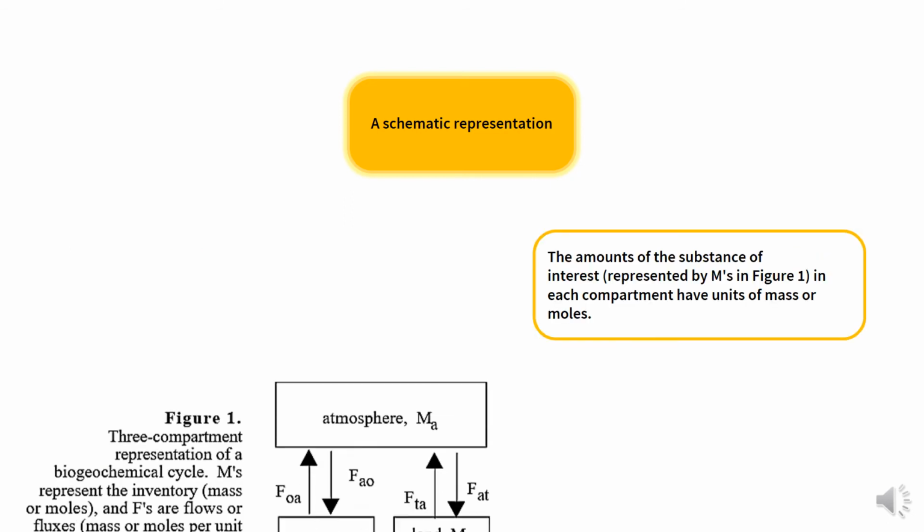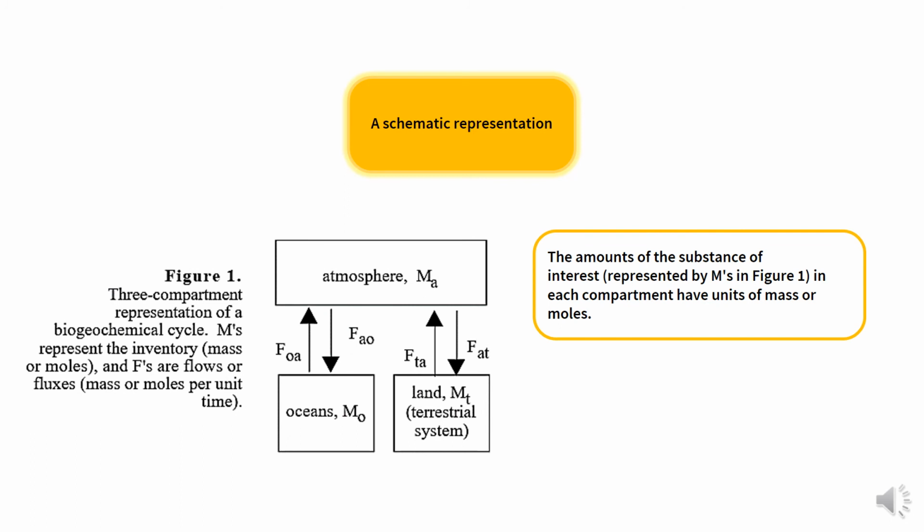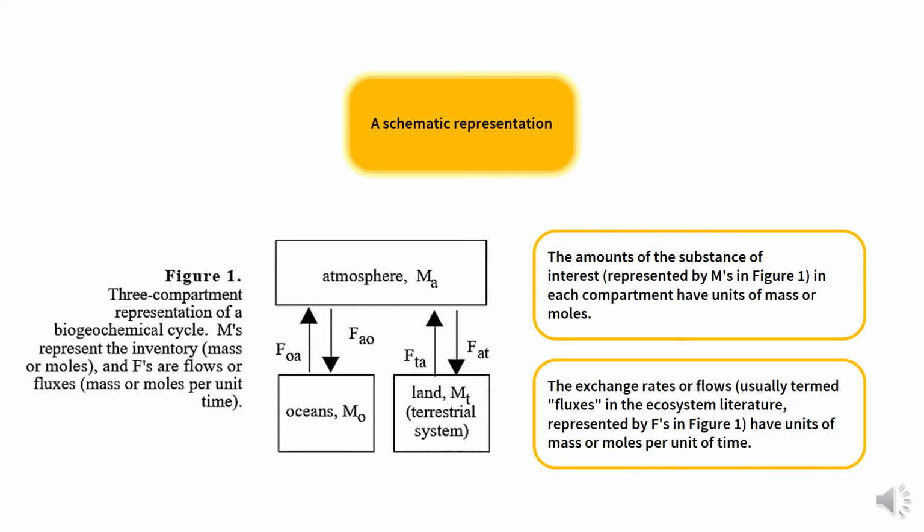In Figure 1, a 3-compartment representation of a biogeochemical cycle. M represents the inventory, and F are flows or fluxes. The amount of the substance of interest, represented by M in this figure, in each compartment has units of mass or moles, and the exchange rates or flows, usually called fluxes in the ecosystem literature, are represented by F in this figure and have units of mass or moles per unit of time.